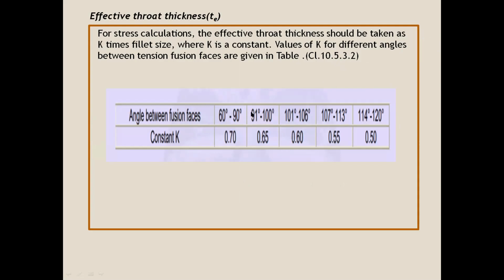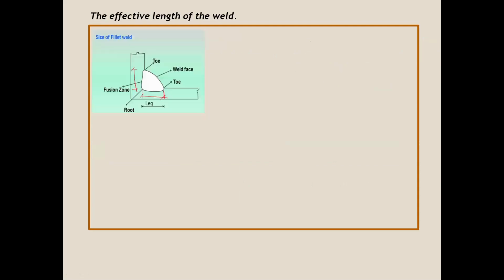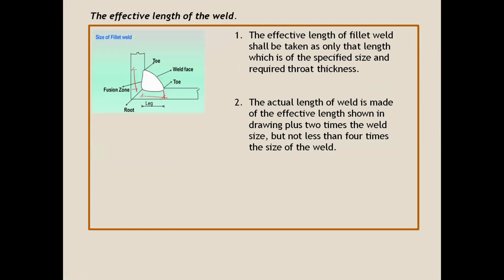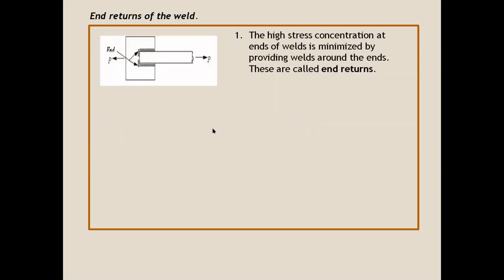Clause 10.5.3.2 in the Indian Standard IS 800 gives the effective throat thickness. You have to calculate it and take the K value, and the effective length of the weld. The effective length is also calculated. The effective length of fillet weld should be taken only as the length of the specified size and required throat thickness. That is known as the effective length of the weld.